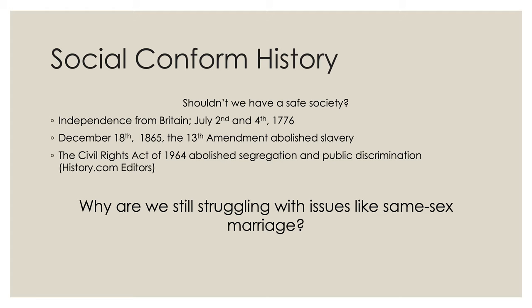So, social conform history. Well, let's think about it. Shouldn't we have a safe society? Really? Think about it. So we gained our independence from Britain between July 2nd and July 4th of 1776. On December 18th, 1865, the 13th Amendment abolished slavery formally in the United States and all of the territories. And then again, the Civil Rights Act of 1964 abolished segregation and public discrimination. So why are we still struggling with issues like same-sex marriage?